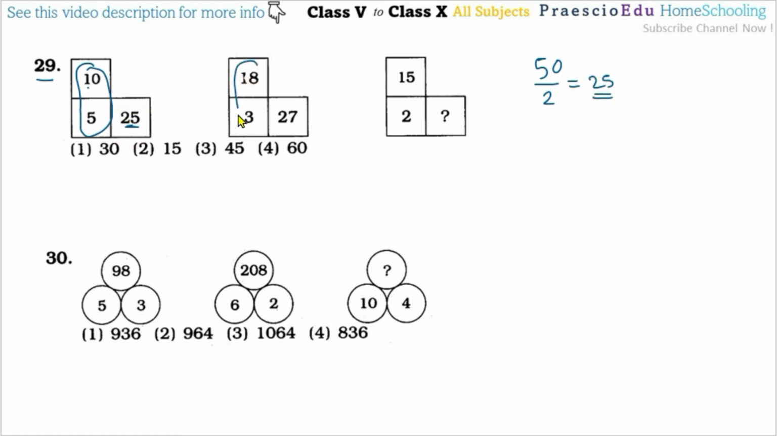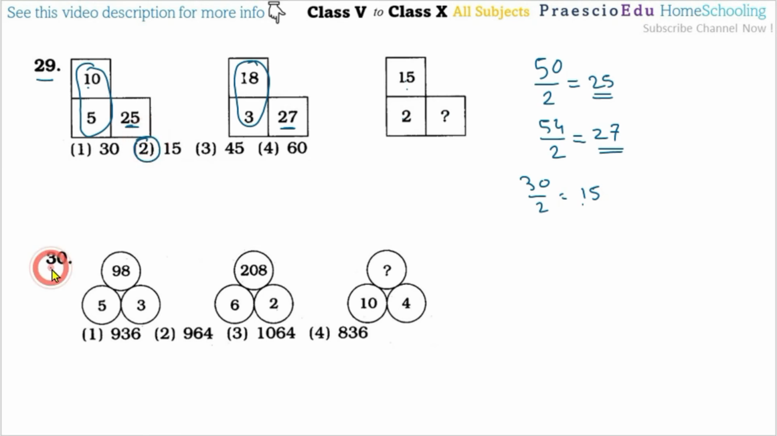Same here, 18 multiplied by 3, that is 54, and if you divide 54 by 2, we are getting 27. So 27 is present at the side of the square. The same rule we have to apply here also to find out the number replacing the question mark. So 15 multiplied by 2 is 30, and divided by 2 that is 15. So this 15 is present in option number 2.